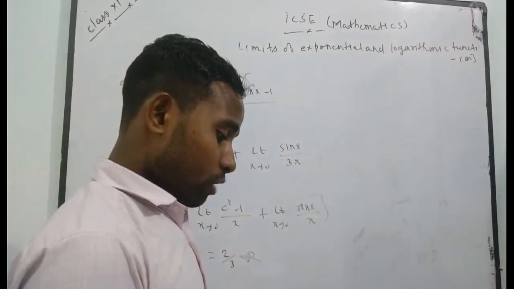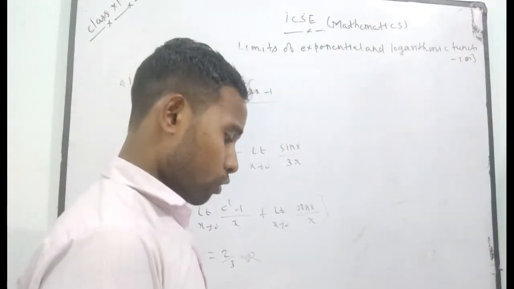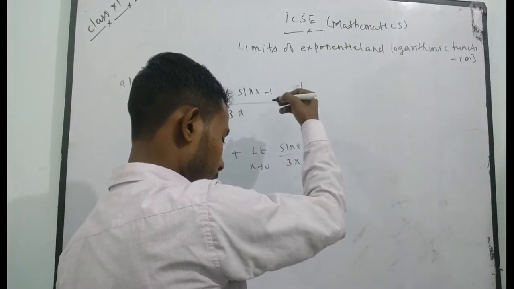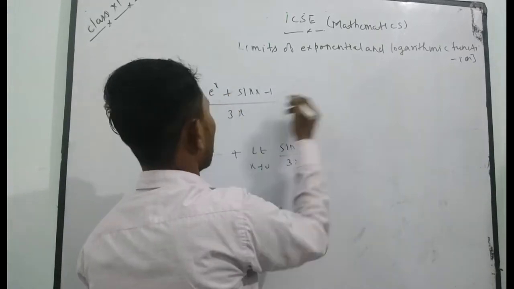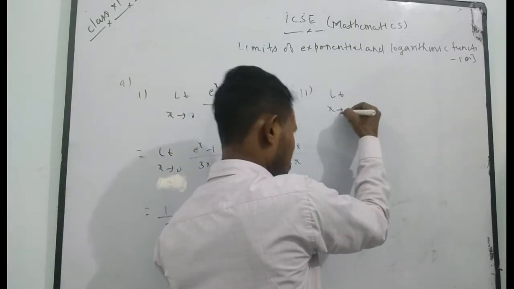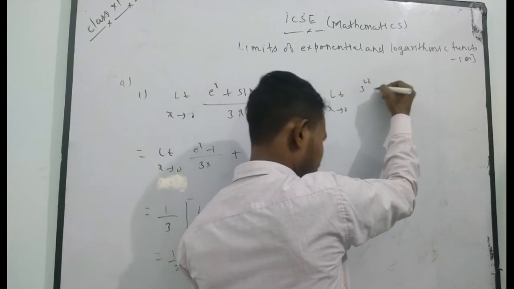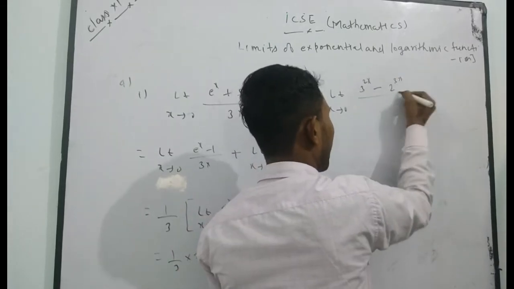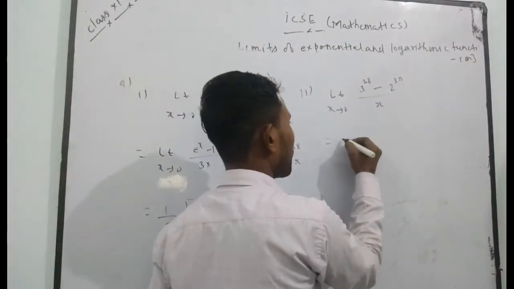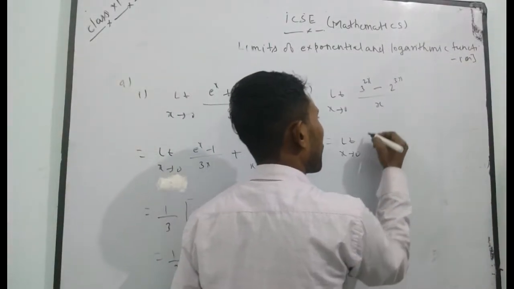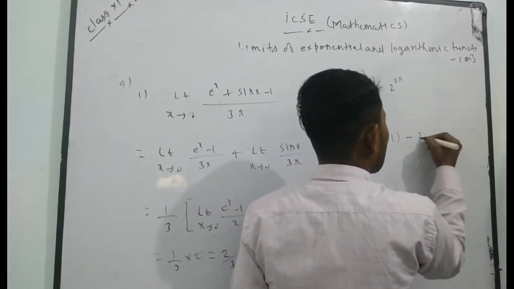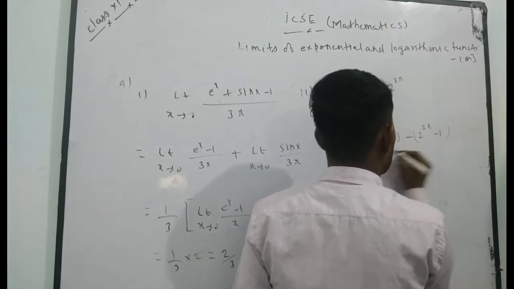Now, I want to take the next problem for you. Sorry, this was 4-1. I want to take 4-2. 4-2 will be limit x tends to 0, (3 to the power 2x minus 2 to the power 3x) divided by x. What is the value of this expression? It is also very easy. How can you solve? Can you write limit x tends to 0, (3 to the power 2x minus 1) minus (2 to the power 3x minus 1), divided by x.